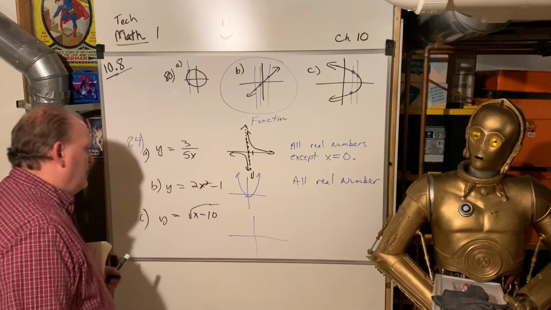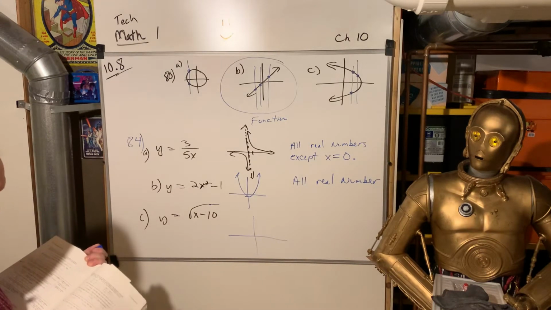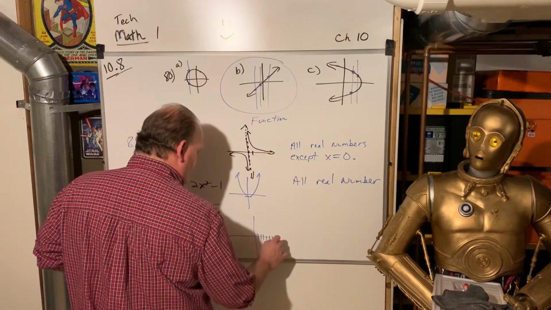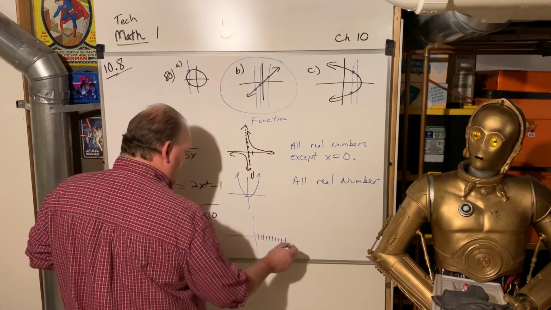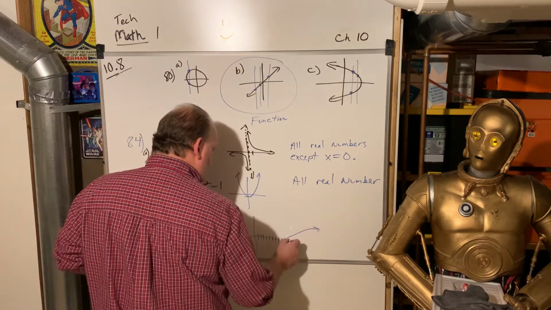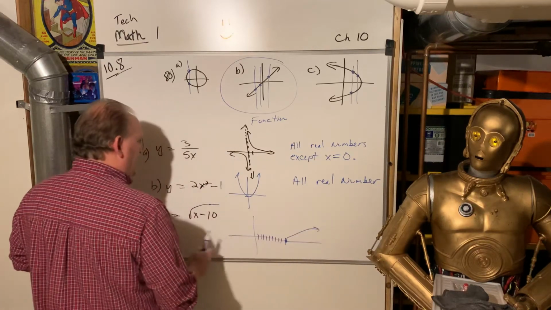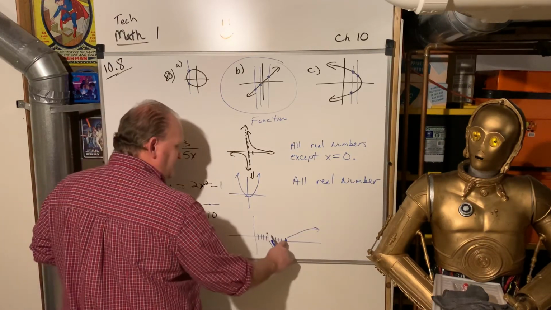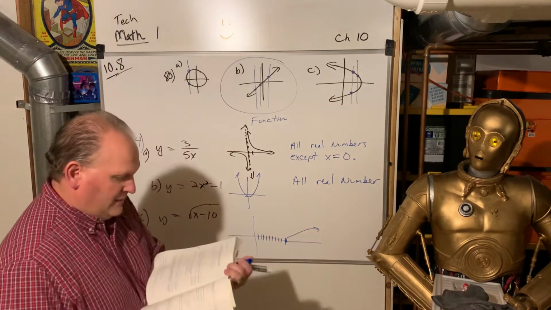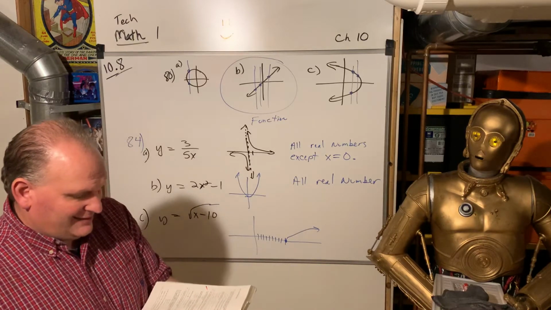That would be shifted 10 to the right. And then at 10, it would be 0, and then it would be going up like this. So that's what the graph of this one looks like. That's a weird graph. It looks like half a parabola tipped on its side, but it doesn't come into existence until 10. So this is all real numbers except values of x less than 10.